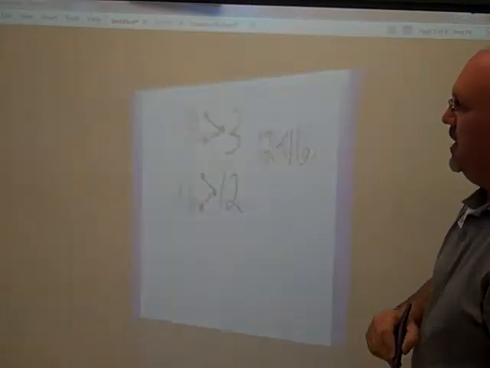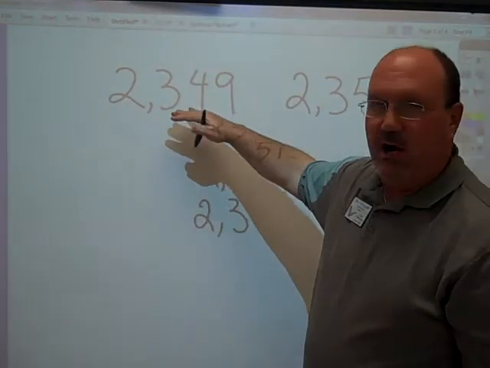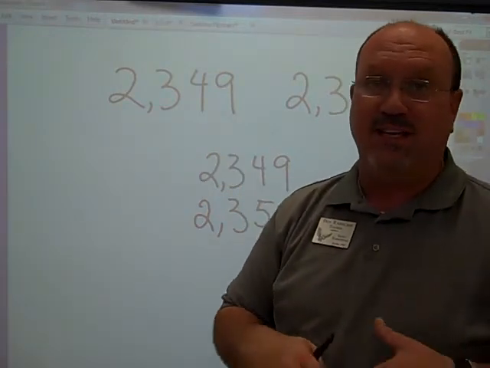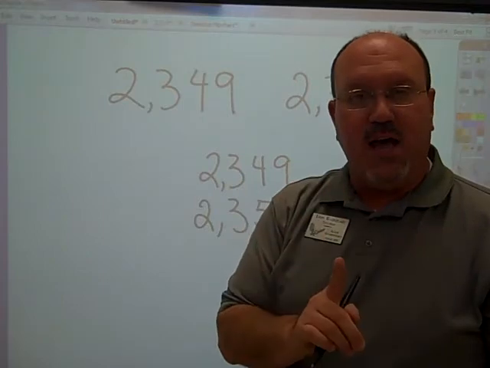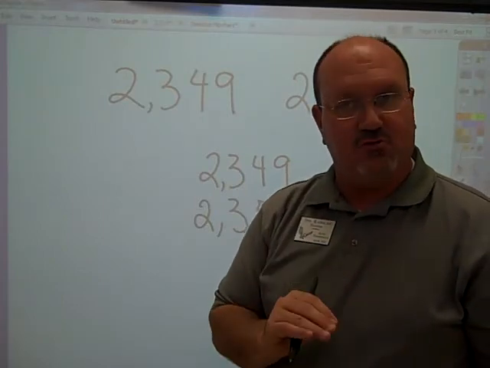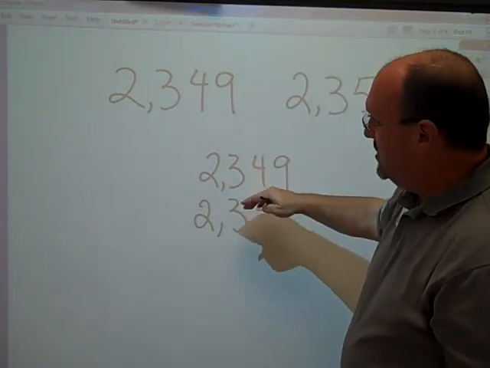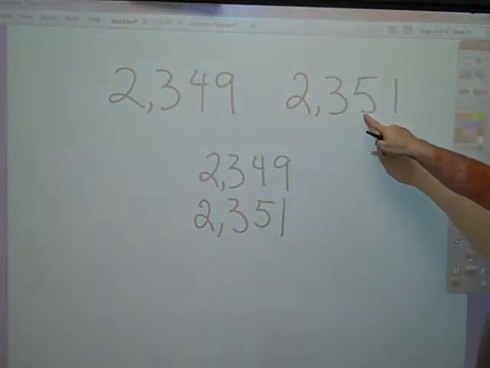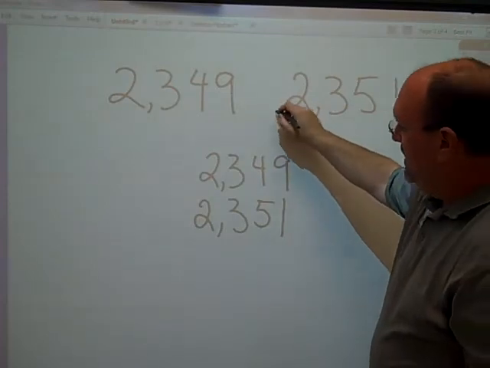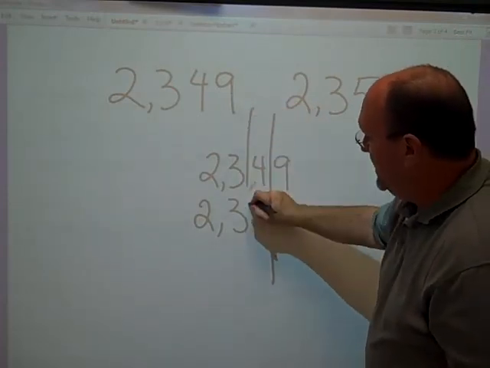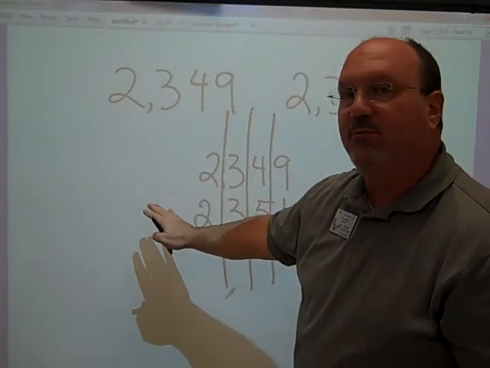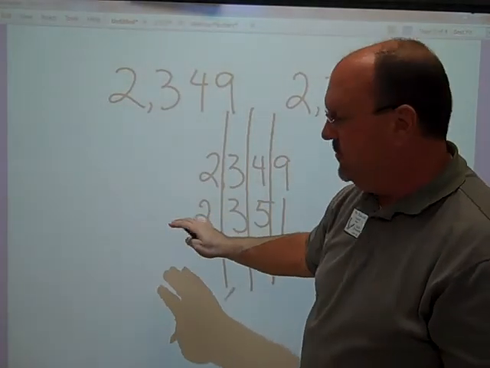But what if we go to a larger number? When we get larger numbers, we can't always just look at the number and tell whether or not we think it's greater than or less than. The strategy is stack and track. So we stack the numbers, 2,349 on top of 2,351. We draw a railroad track so that we can keep our place values. And then it's a contest, always from the left, because we read numbers from the left to the right.